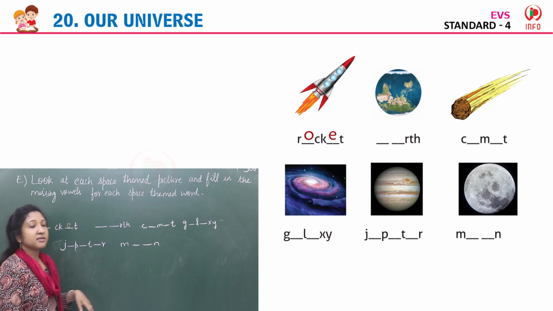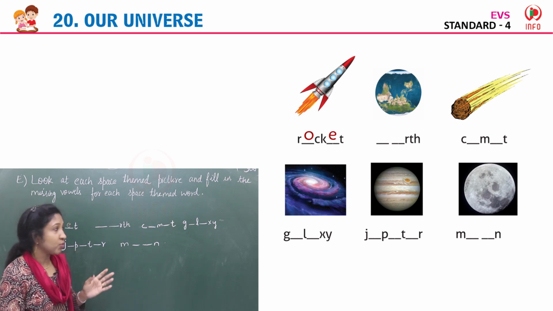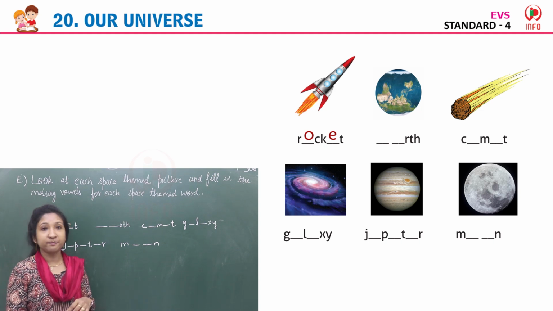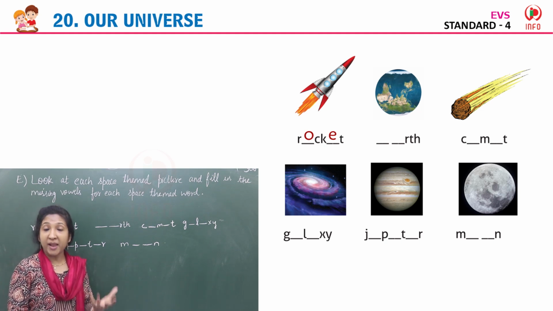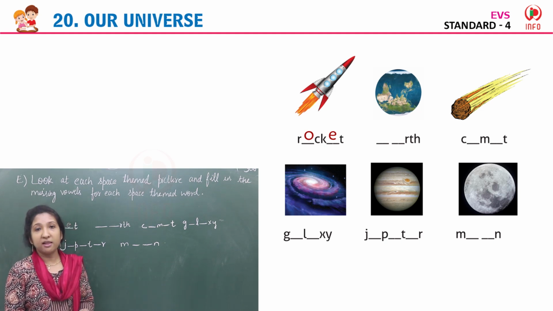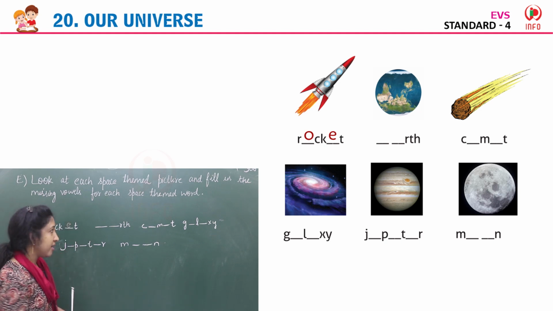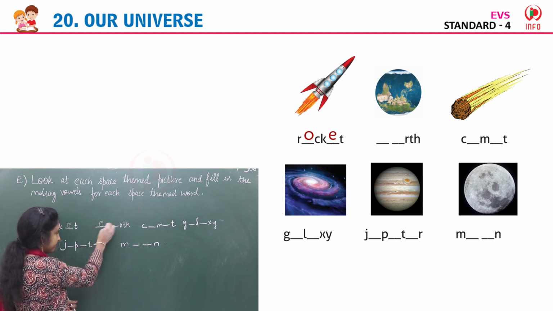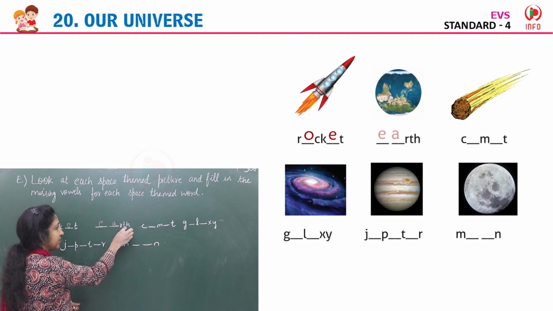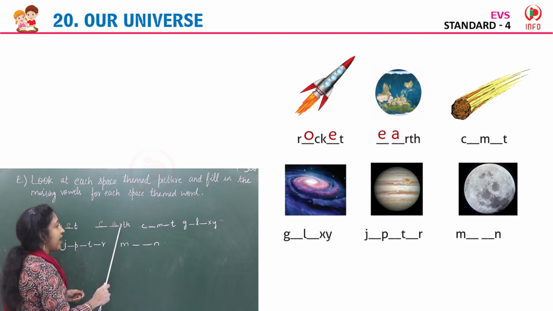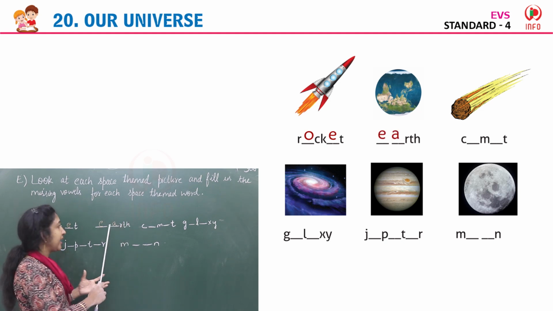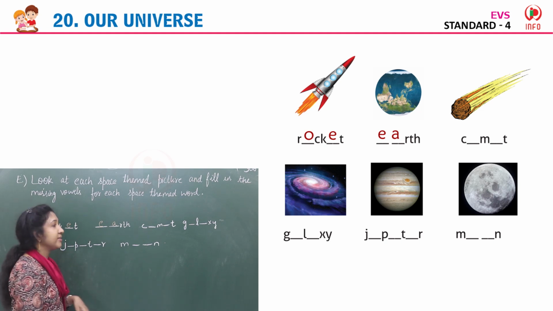Rocket. Now coming to the second image. What is the second image here? Yes, the planet where we live. It's Earth. E-A-R-T-H, Earth. E and A are vowels.